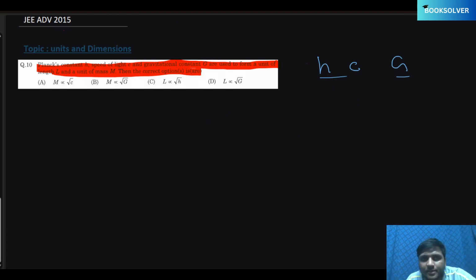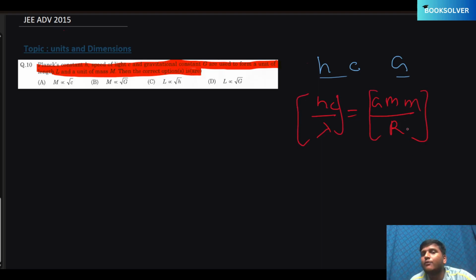Just after seeing this, I recall that hc by lambda is an energy, and GMm by r, the gravitational potential energy, is also an energy formula. So we can write that their dimensions are equal, and from there we can determine a relation between them. Lambda is measured in meters, r is also measured in meters, so this is L and we can cancel that. Now if we make a formula, Mm becomes mass squared. So the dimension of hc by G is equal to the dimension of mass squared.